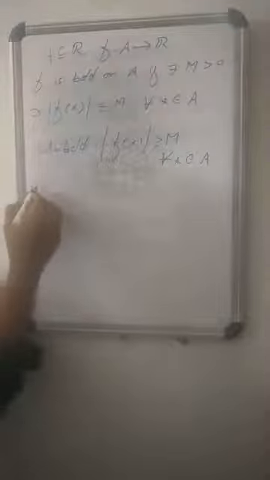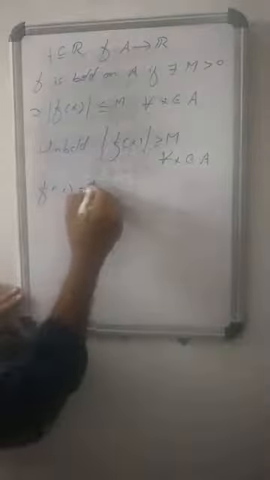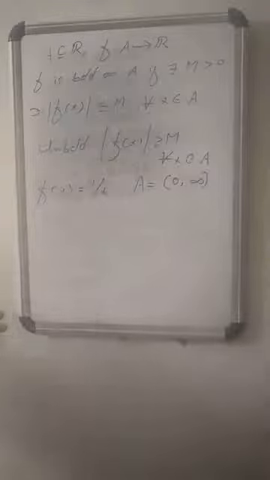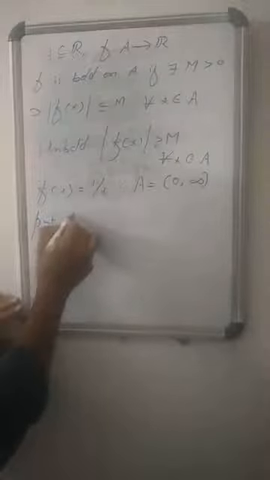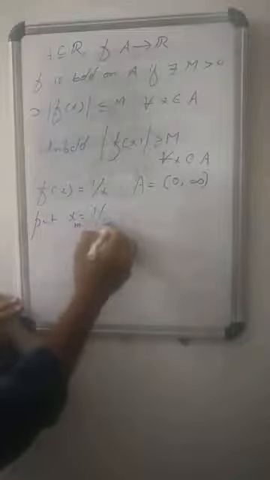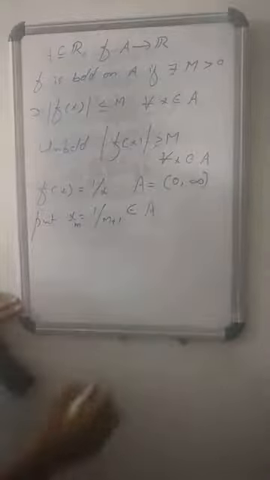First consider a function f of x equals 1 by x defined on the interval A equals the open interval (0, infinity). What about this function? Is it bounded? No. So, it is not bounded on A. Why? Because for every positive m, put x_m equals 1 by m plus 1. This x_m also falls in A itself.